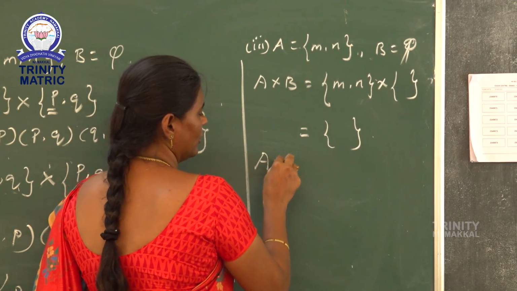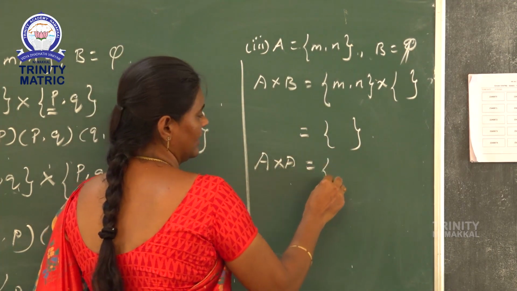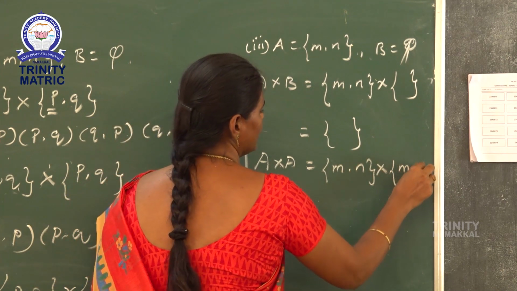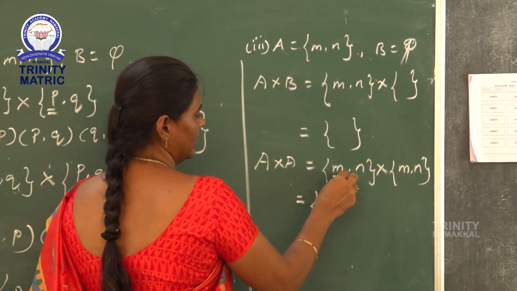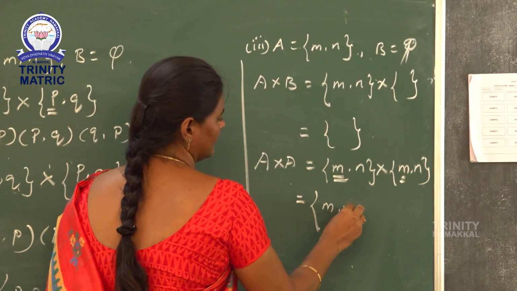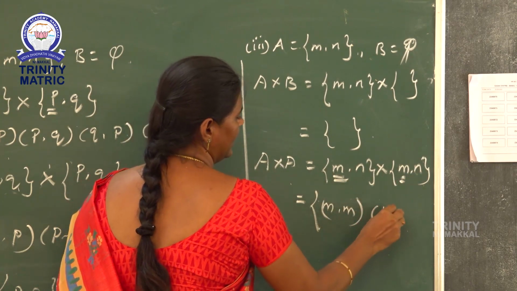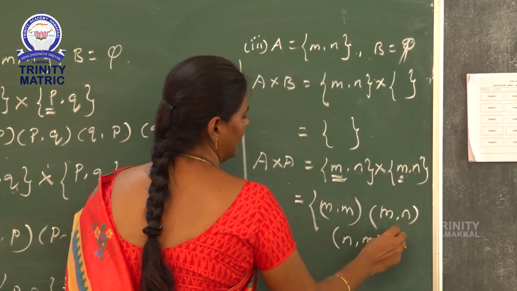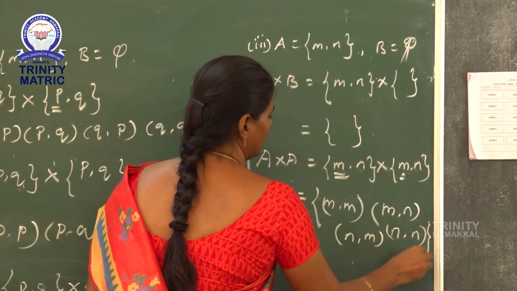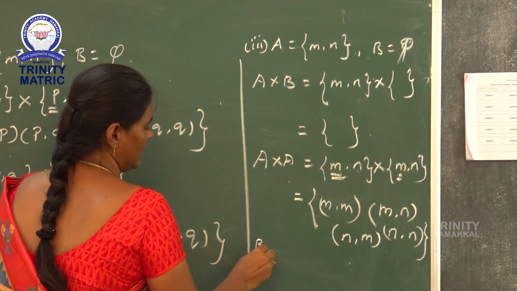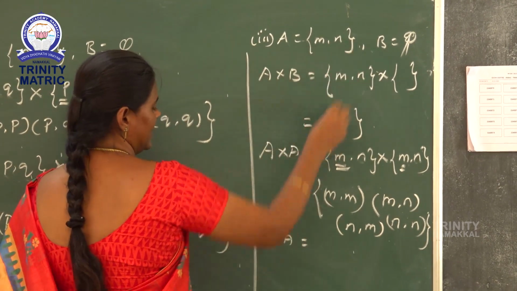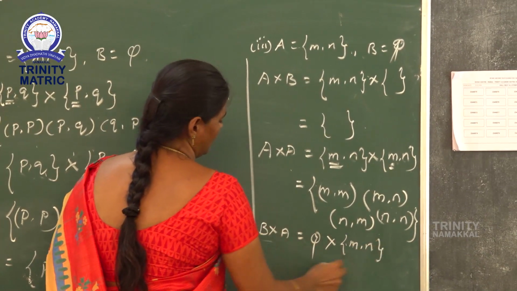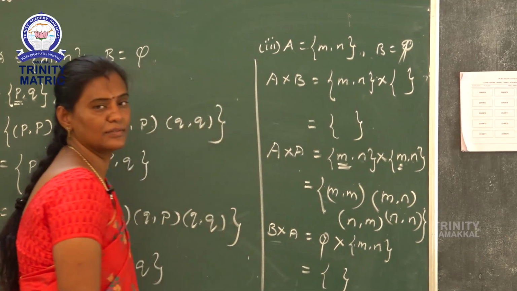That's the same thing, A cross A. What is A? {m, n} cross {m, n}. Now we write (m, m), (m, n), (n, m), then (n, n). This is A cross A. Next B cross A. Here the set B is the empty set, cross A is {m, n}, so the answer is the empty set.